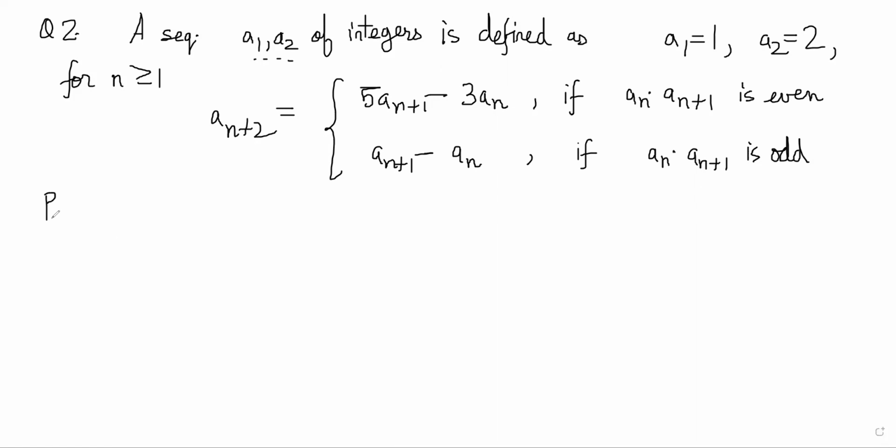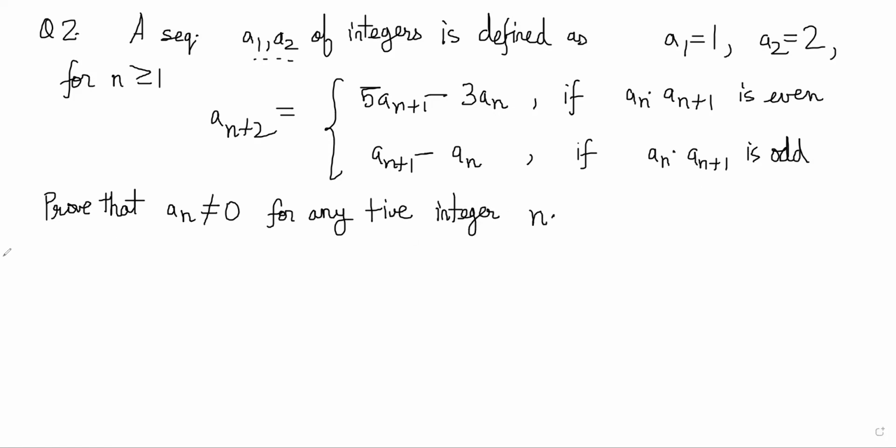We have to prove that a(n) is not equal to 0 for any positive integer n. So we have to prove that a(n) is non-zero for all possible values of n. Now this is the way in which the sequence has been defined, and we have been given the a1 and a2 values. So if you just use the conditions, you can find the first few values of a1, a2, a3, and so on. So we have a1 is 1, a2 is 2.